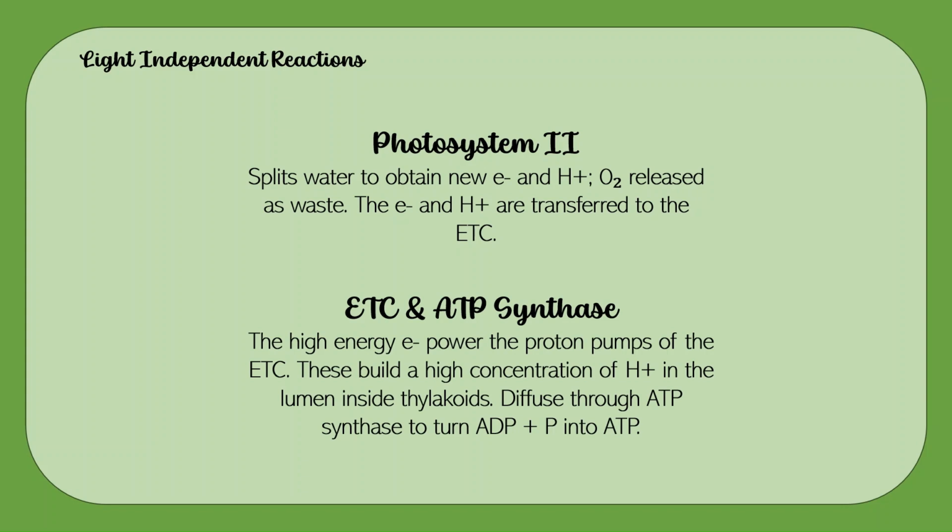These build a high concentration of H+ in the lumen inside thylakoids. The protons then diffuse through ATP synthase to turn ADP plus a phosphate into ATP. The ATP goes to power the Calvin cycle.